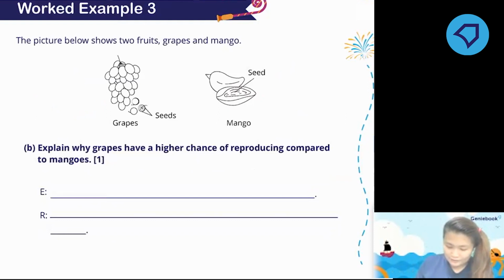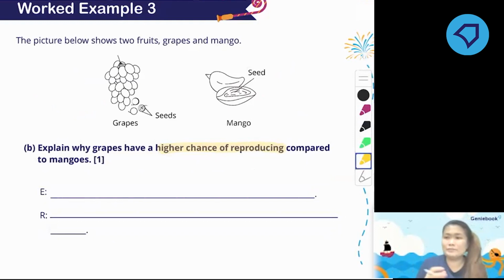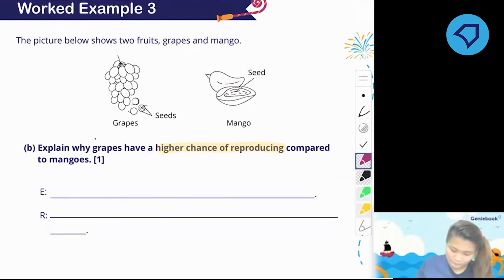All right, what's next? Okay, now this question: why do grapes have a higher chance of reproducing? Why we put down E and R here is because they really give you the claim in the question. The claim here, this whole thing here would be the claim.